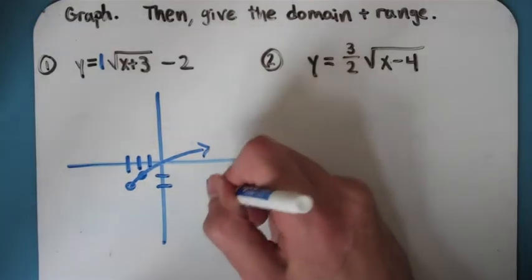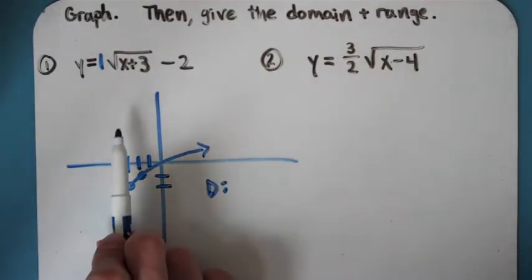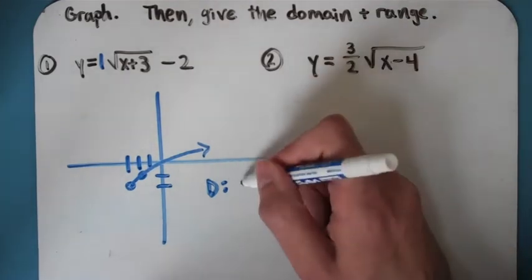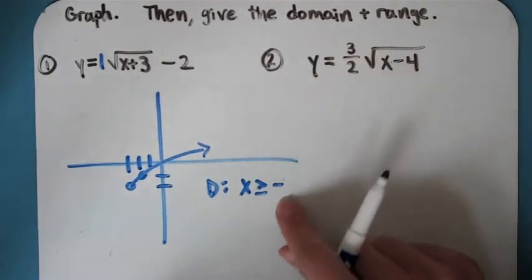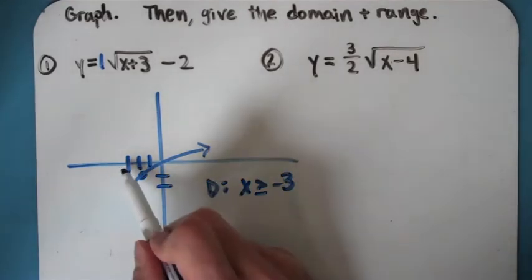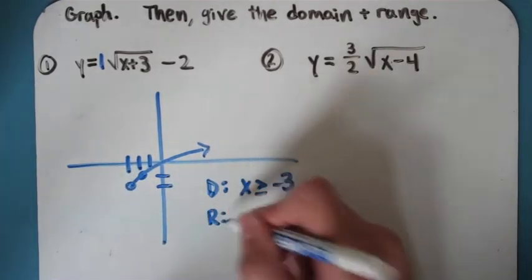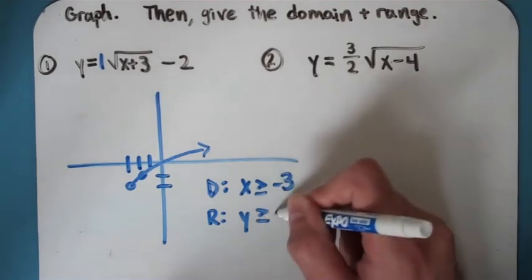The domain in this graph, the x's go from here to the right. So we're going to say x is greater than or equal to negative 2. Sorry, that's negative 3. Negative 3 right here. And for the range, we would say that y is greater than or equal to negative 2.